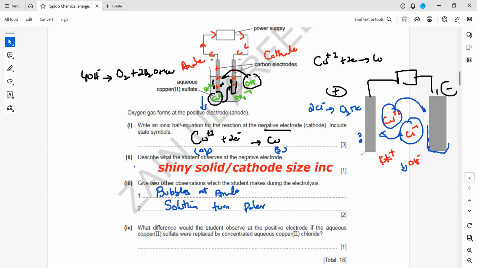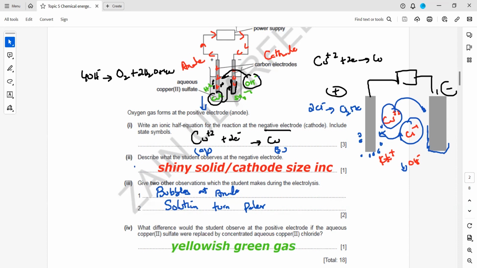So we'll see bubbles, but this time what will be there? Because what difference would the student observe? You have to say the difference in observation. So what is the appearance of chlorine? Chlorine is a yellowish green gas. So as a result, we'll observe the yellowish green gas. This will be the observation.